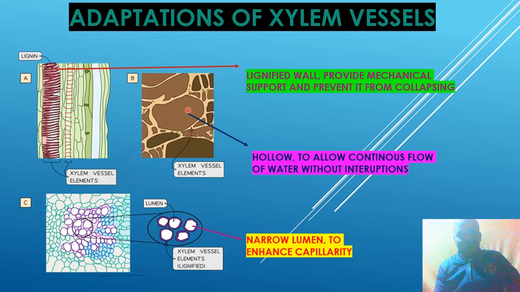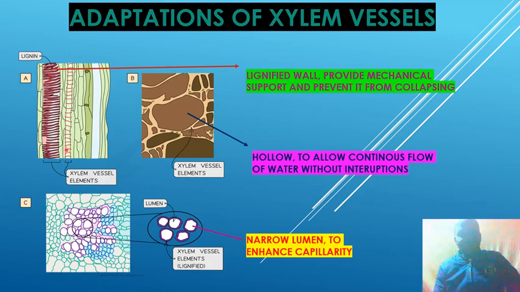Number two, we have hollow. You can check the xylem vessel being hollow, and the advantage of it being hollow is to allow continuous flow of water without interruptions. When I speak about without interruptions, it means it will have a continuous flow. You can use, let's say, a pipe which is plugged. It will limit continuous flow of water, so this one is continuously hollow.